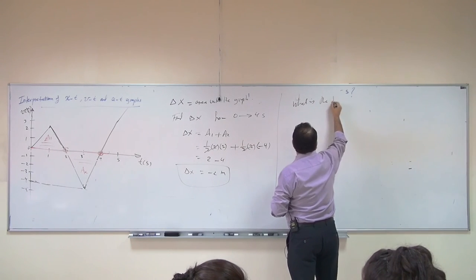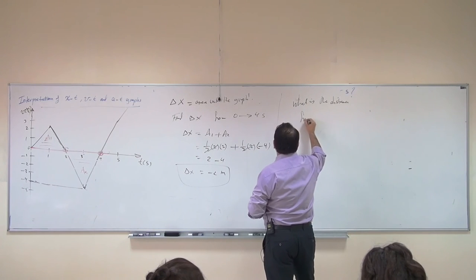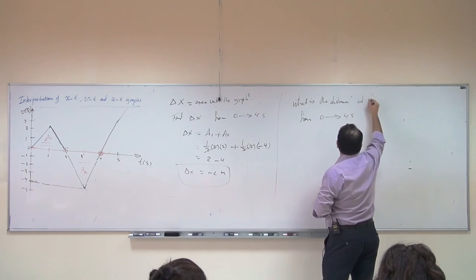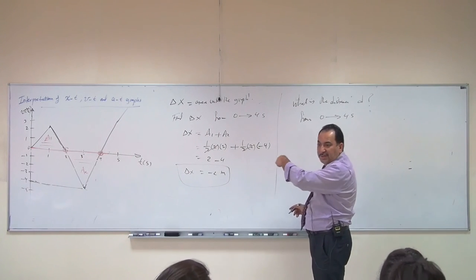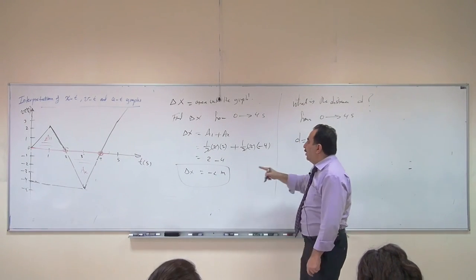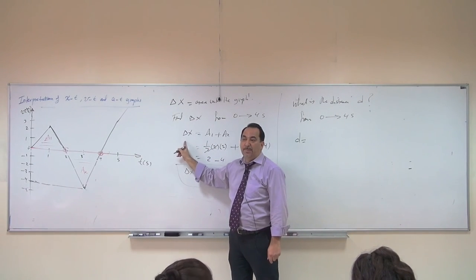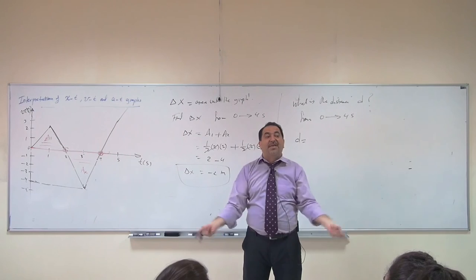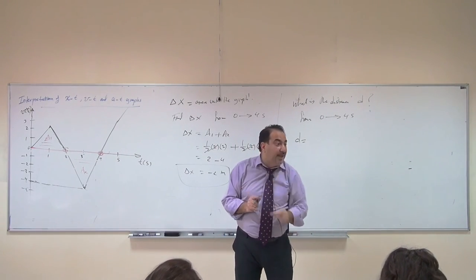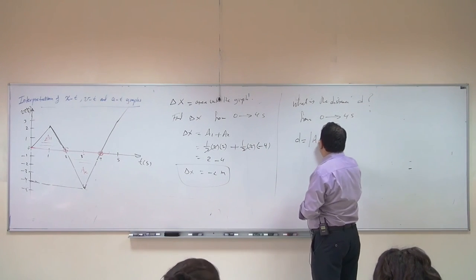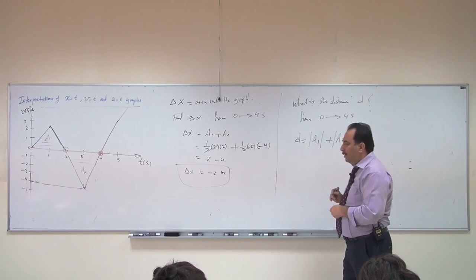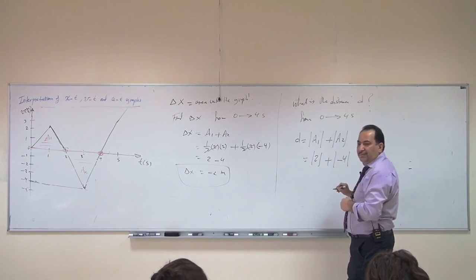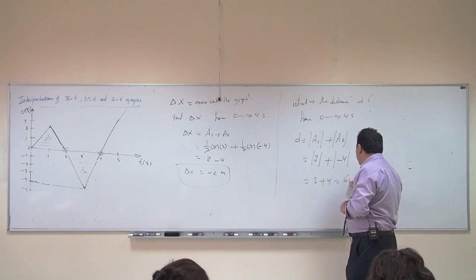What is the distance from 0 to 4 seconds? What's the distance D? What you have to do, same procedure, but distance equal what? Be careful, not the absolute value of the displacement, this one, no. The absolute value of each area. Because if we put it here, it means you calculate all the areas and then you take the absolute value, which is wrong. Each area is an absolute value. So it's A1, A2, which means 2 plus 4, meter.